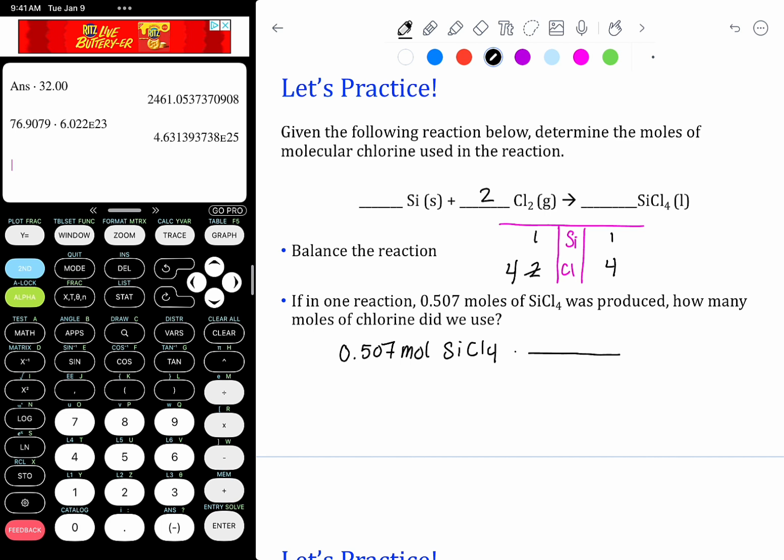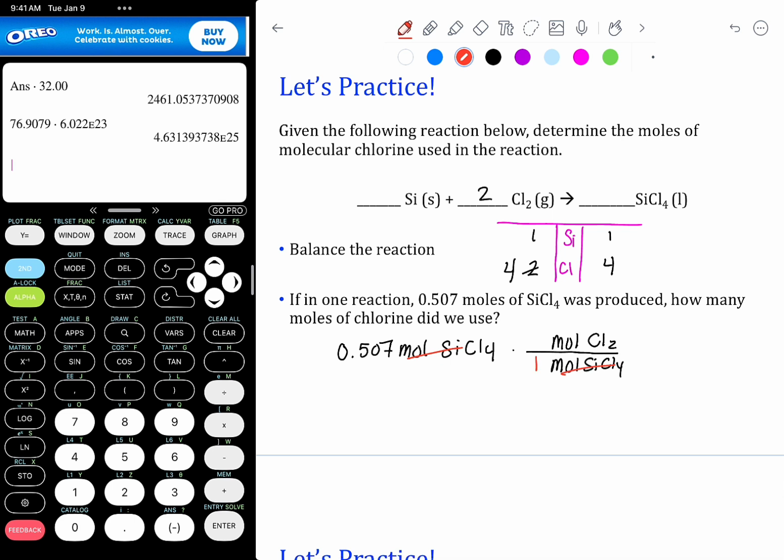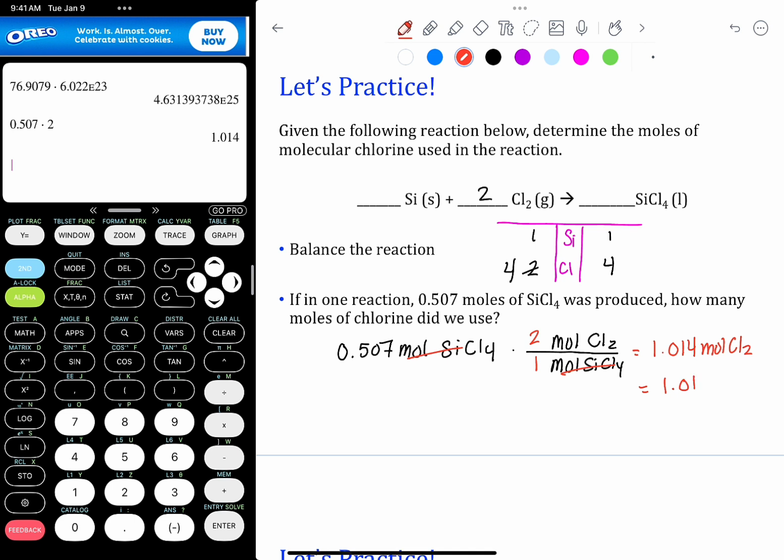Okay, so we want to put moles of SiCl4 on the bottom and moles of Cl2 on the top, so that moles cancel. We then just have to look at our balanced equation for our numbers. SiCl4 has a coefficient of 1 and Cl2 has a coefficient of 2. So we're just going to take that 0.507 and multiply it by 2. And we get 1.014 moles of Cl2. With sig figs, this would be 1.01 moles of Cl2.